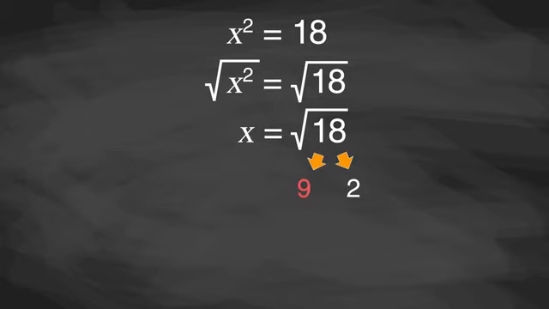18 can be broken into the square root of 9 times the square root of 2, and 9 is a perfect square. So, take the square root of 9, which is plus or minus 3, and bring it outside of the square root. The square root of 18 becomes plus or minus 3 times the square root of 2. So the solutions are x equals plus or minus 3 times square root of 2.